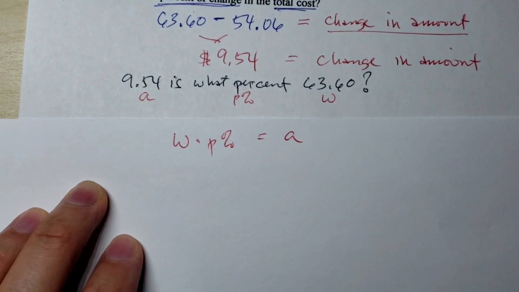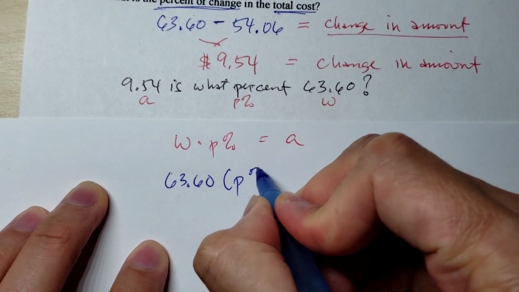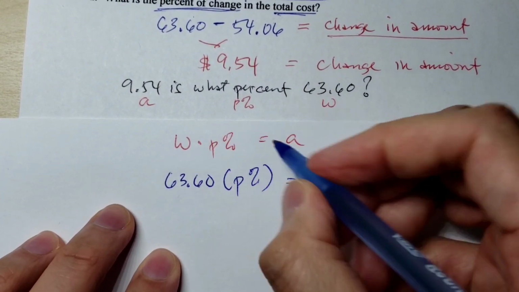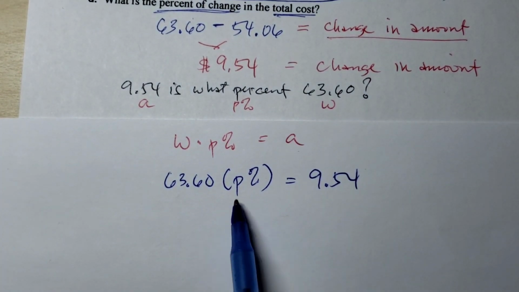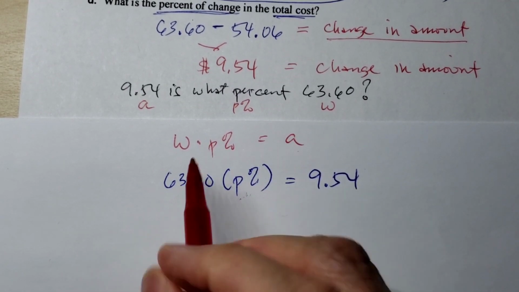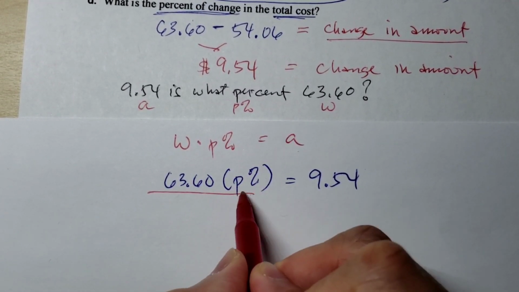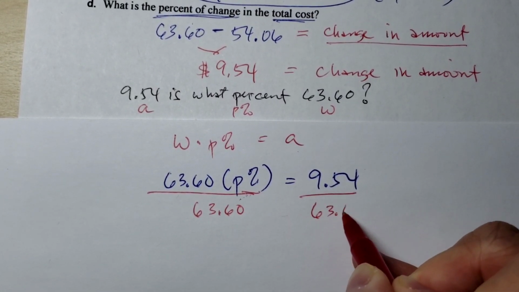We know our W is $63.60. The percent we do not know yet, equal to A, $9.54. Again, we're isolating P. We need to solve for P. So we need to undo multiplication. So divide this by 63.60. Whatever you do on one side, you do on the other side.